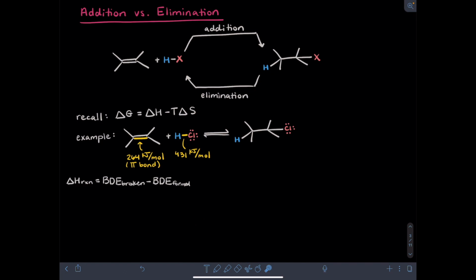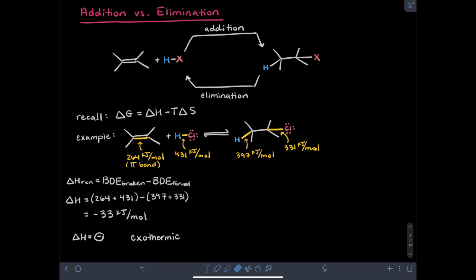In this reaction, I am breaking a carbon-carbon pi bond and an HCl bond. I've given the bond dissociation energies here. And I'm forming a carbon-hydrogen bond and a carbon-chlorine bond. Plugging in these bond dissociation energies to my change in enthalpy calculation, I get negative 33 kilojoules per mole for this reaction. Because delta H is negative, I would call this addition reaction exothermic.